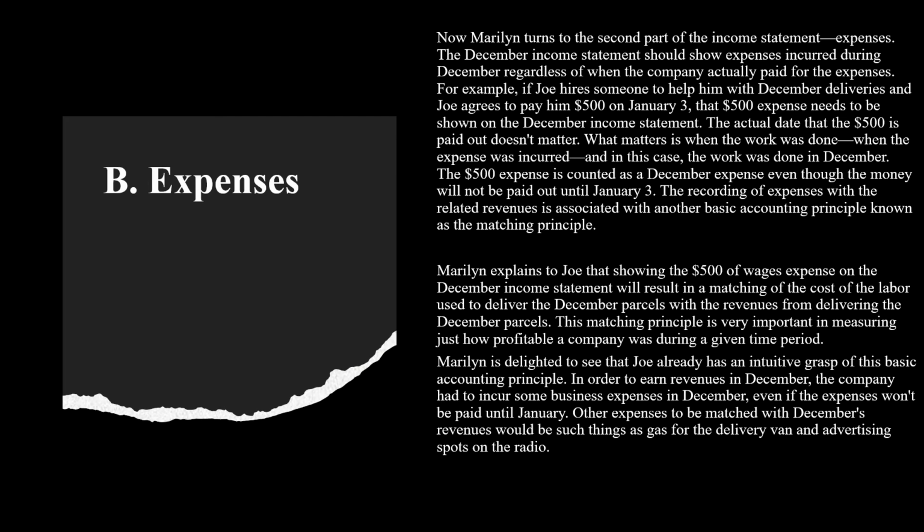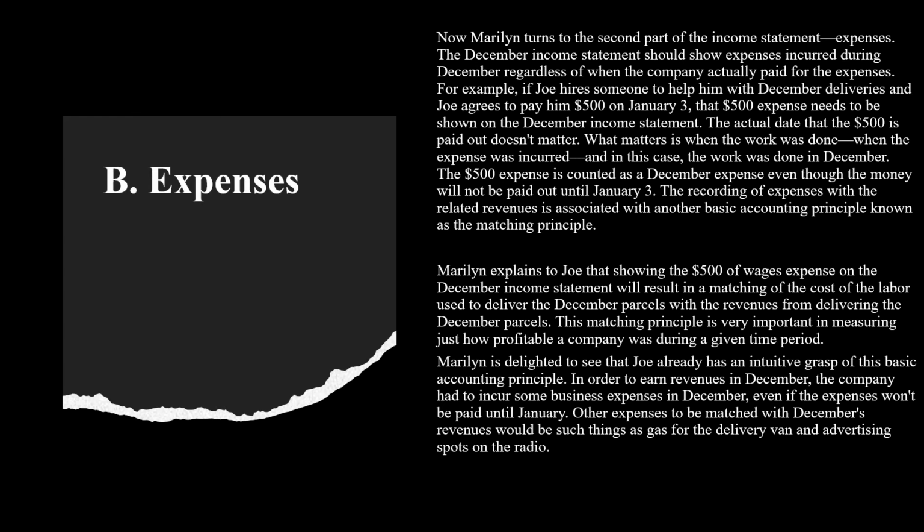Expenses. Now Marilyn turns to the second part of the income statement: expenses. The December income statement should show expenses incurred during December regardless of when the company actually paid for the expenses. For example, if Joe hires someone to help him with December deliveries and Joe agrees to pay him $500 on January 3rd, that $500 expense needs to be shown on the December income statement. The actual date that the $500 is paid out doesn't matter.